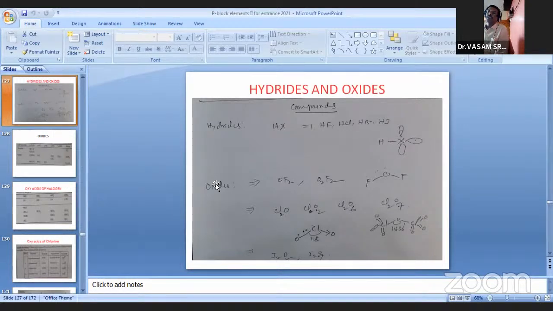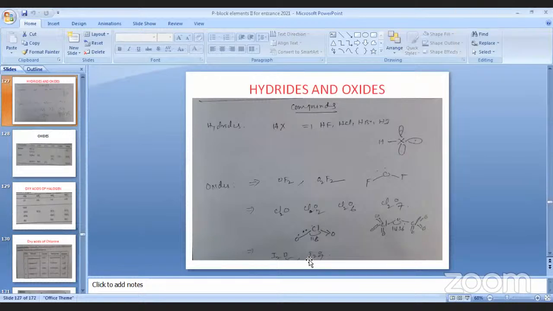Now the second one is oxides. The seventh group elements, the halogens, when they interact with oxygen give the following oxides. If you take fluorine and react it with oxygen, it gives 2 oxides: one is OF2 and the other O2F2. Now can anyone tell me the chemical names of OF2 and O2F2? Tell me, anyone. OF2 chemical name: oxygen difluoride. O2F2.